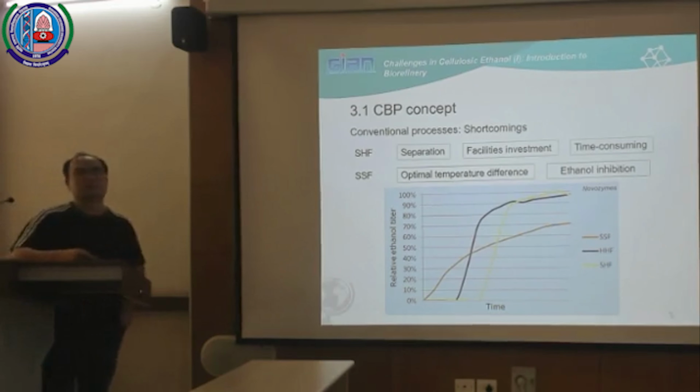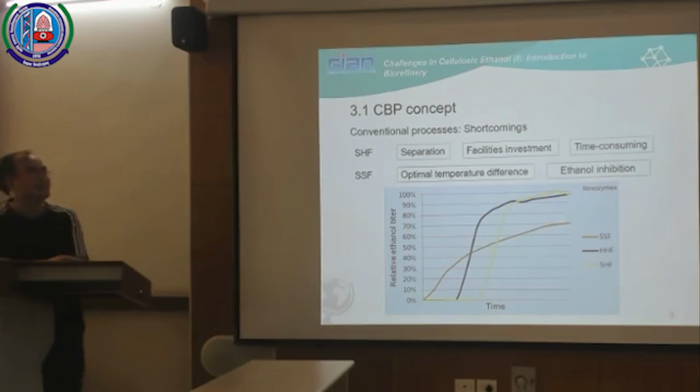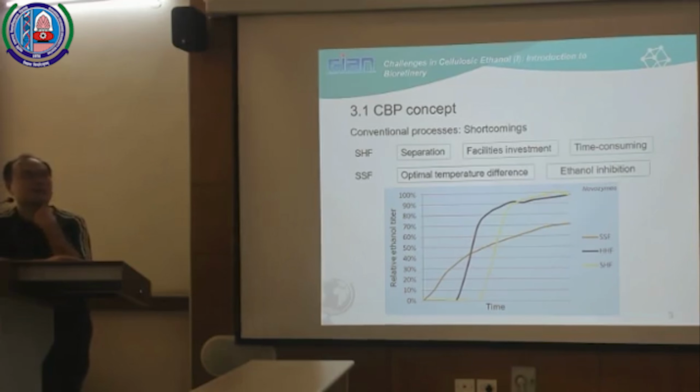But we still have a lot of problems. For SSF, we found that the enzyme and the yeast do not share the same optimal temperature. For the cellulase, the optimal temperature is usually around 50 degrees centigrade, but for yeast, usually below 40 degrees centigrade. So it would be a problem. If we use 40 degrees centigrade, the enzyme efficiency is limited. If we use a higher temperature, yeast does not work. So this is one shortcoming of SSF.